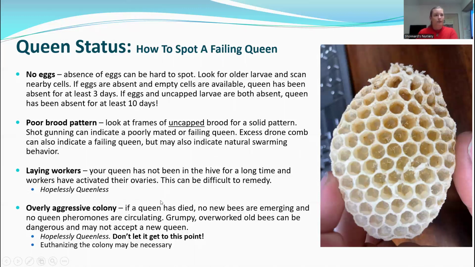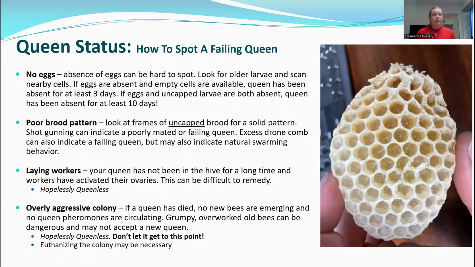Overly aggressive colony can also indicate queen loss. If a queen has died, there are no new bees to replace, no queen pheromones circulating. The colony begins to realize that they're doomed, and they're not super happy when they know they're going to die. So if they're attacking you 50, 60 feet away from the hive, that's a big indicator that something is seriously wrong. Get into the colony, see if there's any brood.